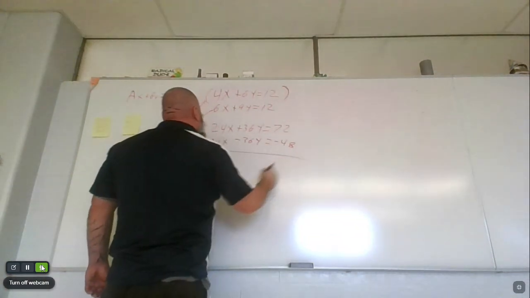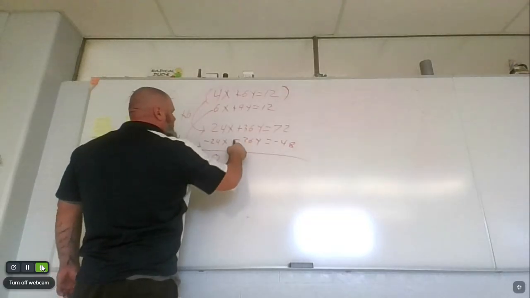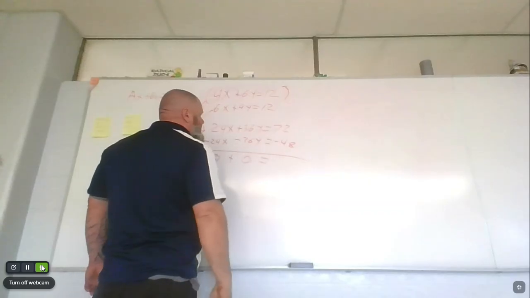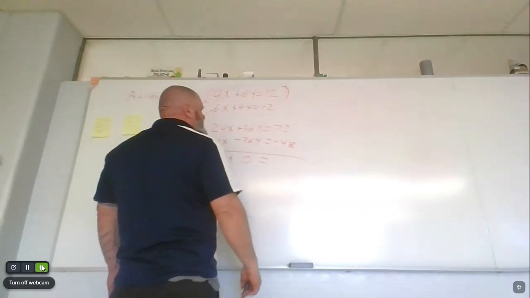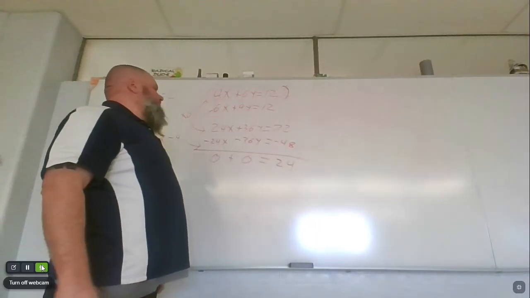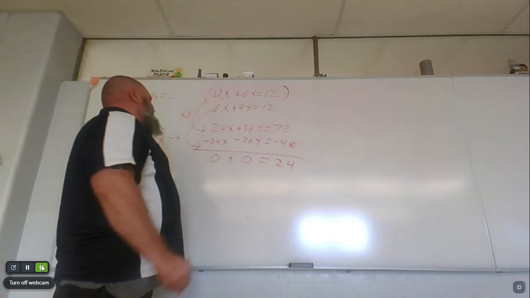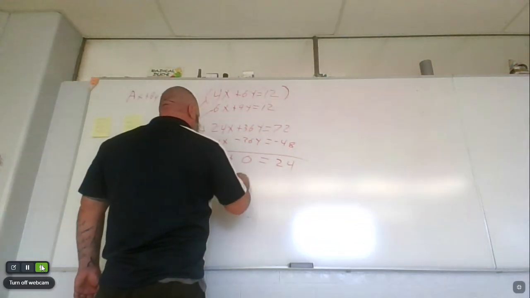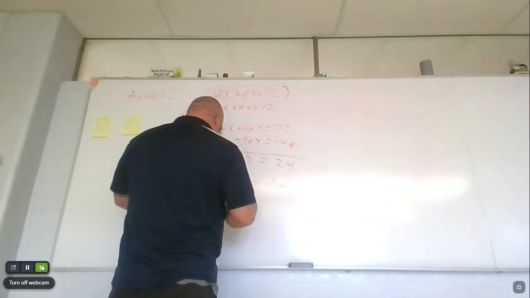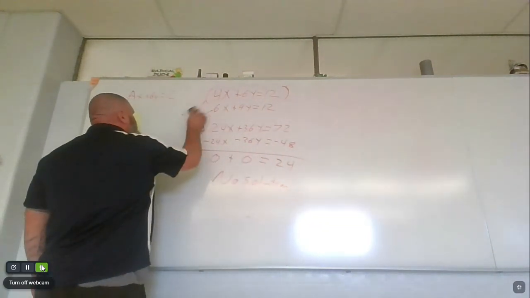Now we can add. 24x plus negative 24x is 0. 36y minus 36y is 0. Uh-oh. Then 72 plus a negative 48 is 24. But over here we have zeros and 24. What that means is there is no solution. This one has no solution.